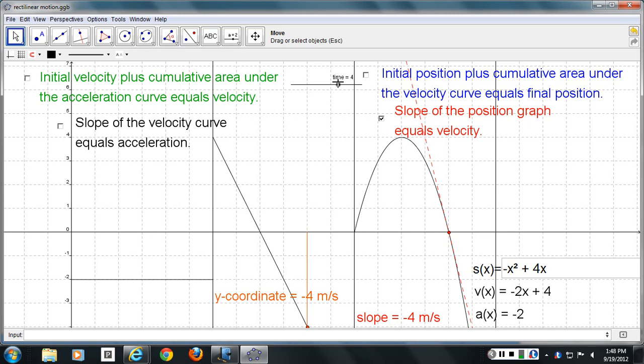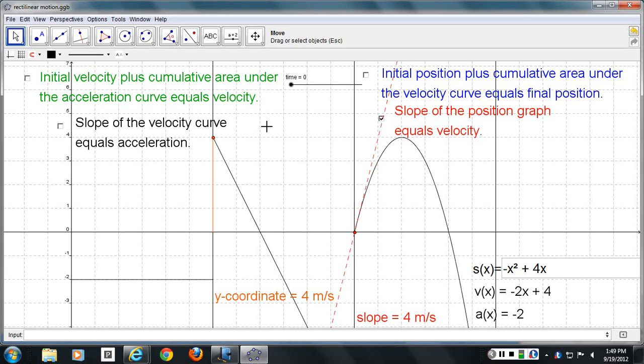Now we can calculate the velocity at any point by examining the slope of the tangent line, or we could take the derivative. Now this parabola that you see here is, if you use t's instead of x's, s of t. GeoGebra doesn't like to use t's for the independent variable. But it's s of t equals -t squared plus 4t. If we take the derivative of that using the power rule, it's going to be -2t plus 4, and that's the graph of this straight line right here. This is the velocity function in the middle.